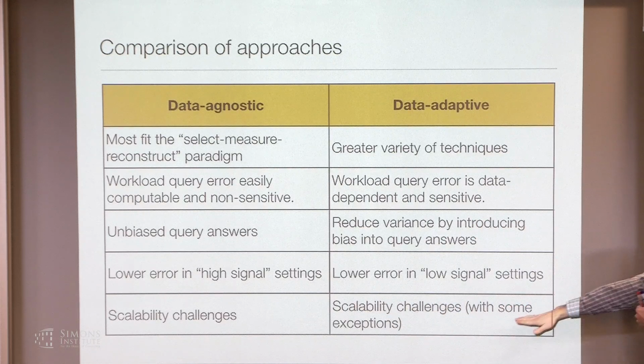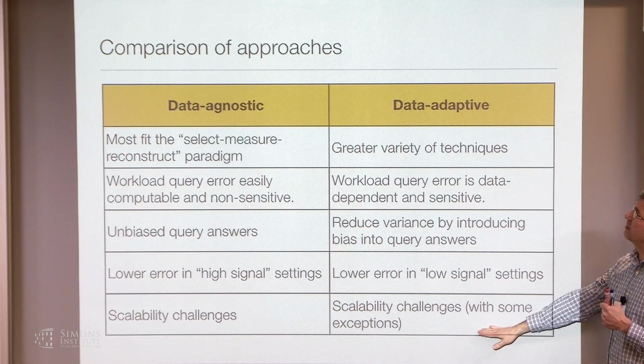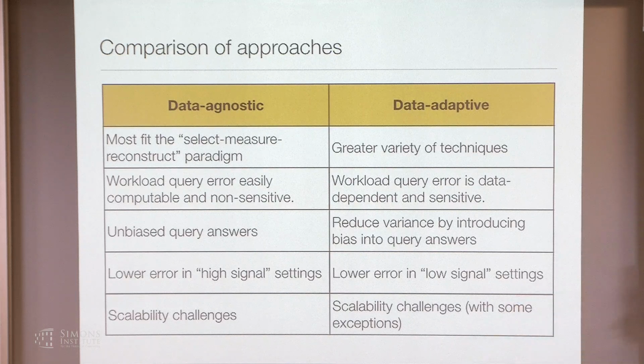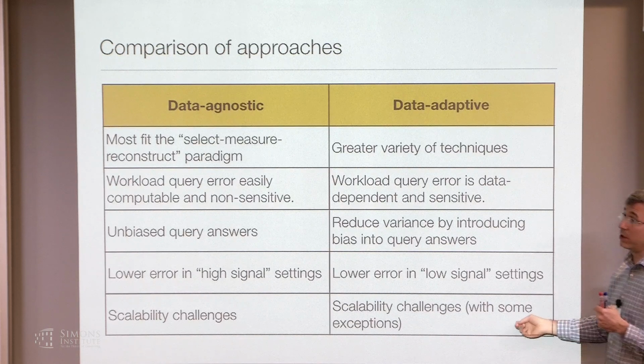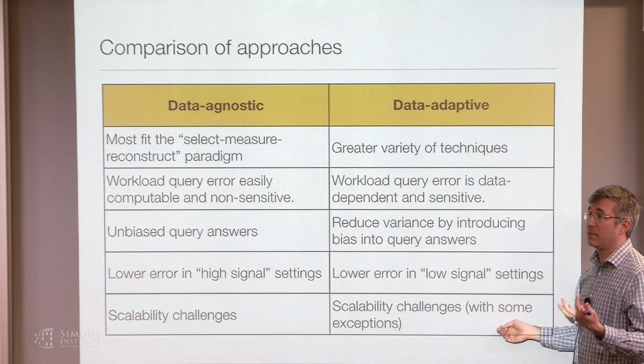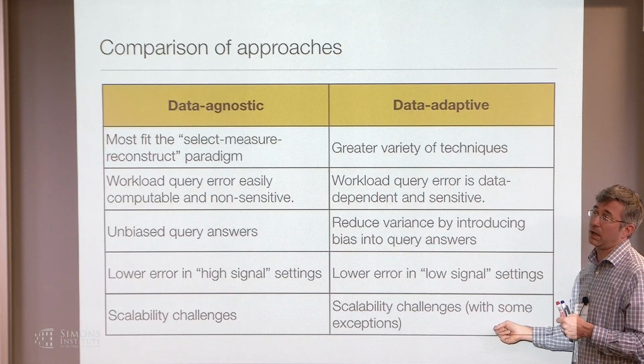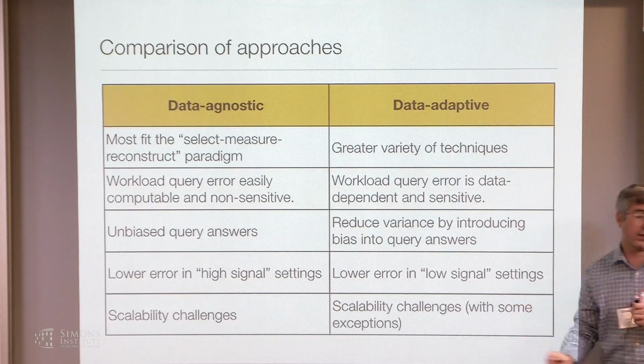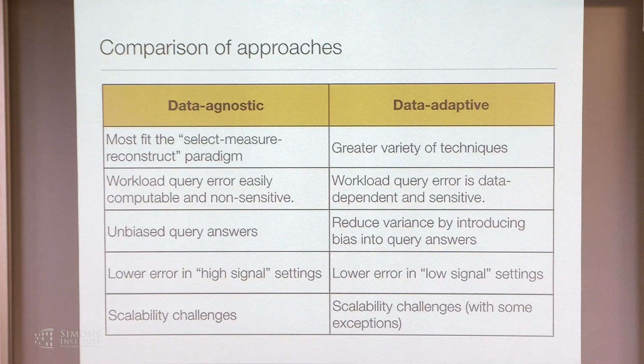And there are also scalability issues with the data adaptive mechanisms, so it's a little bit of a mixed picture. Some of them that are trying to privately model the data really don't scale very well, especially for large data vectors. But then we also have things like dual query and the PrivBayes algorithm, learning the Bayes net, that really do scale well. So it's not uniform.